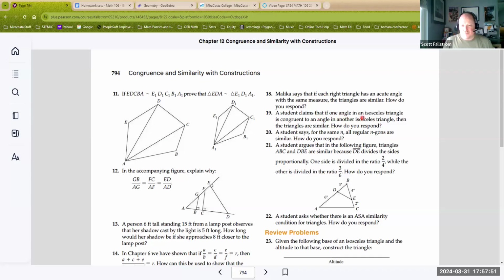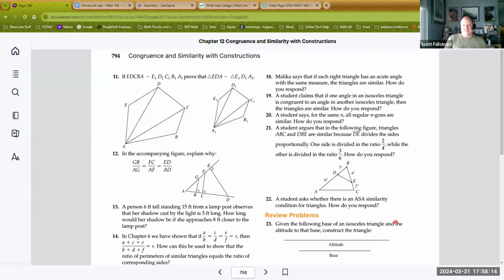19, the student claims that if one angle in an isosceles triangle is congruent to an angle in another isosceles triangle, the triangles are similar. How do you respond? Interesting. Boy, oh boy, oh boy. That's a good question right there. I wonder, is it possible to have an isosceles triangle where that's not? What a great always, sometimes, never question. That is fantastic right there. All right. 21 and 22 are the last ones down here.